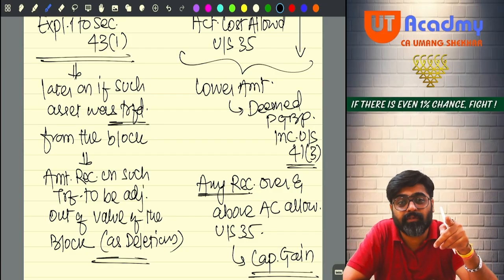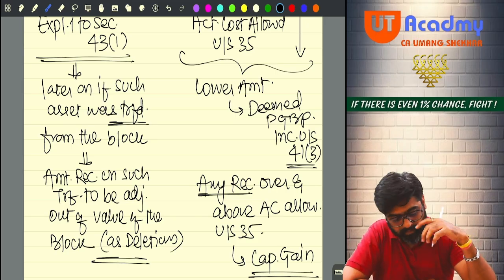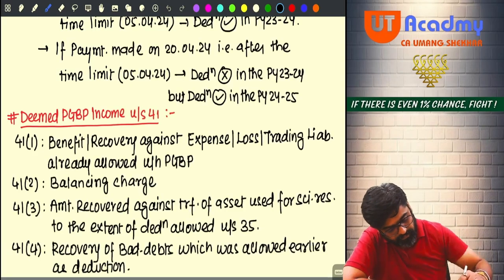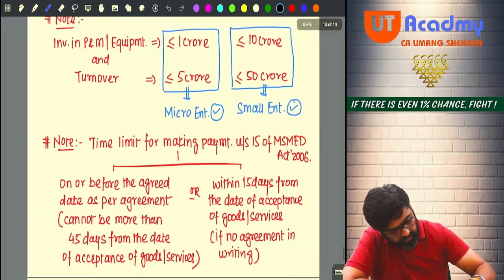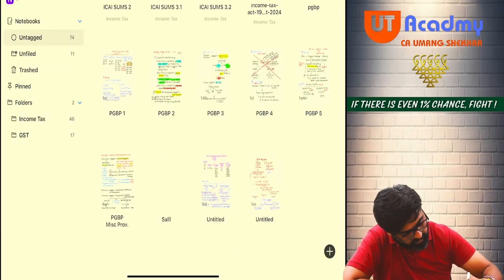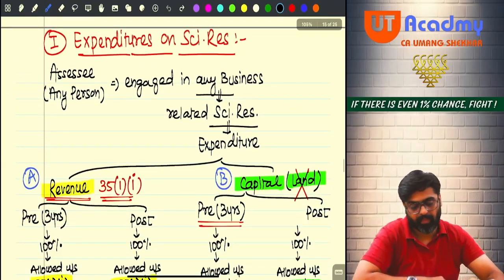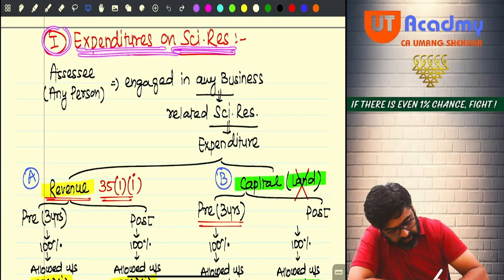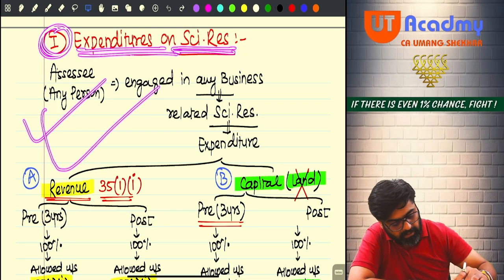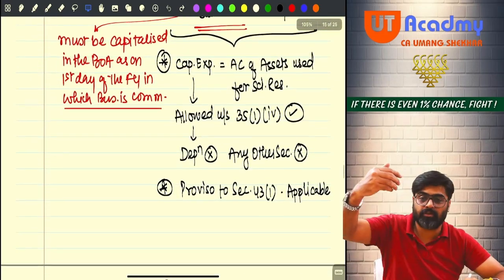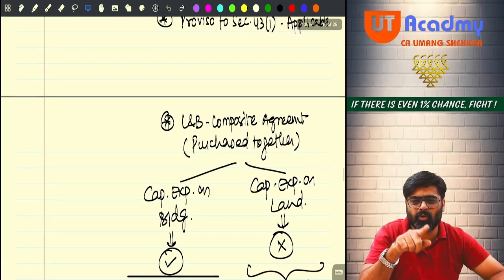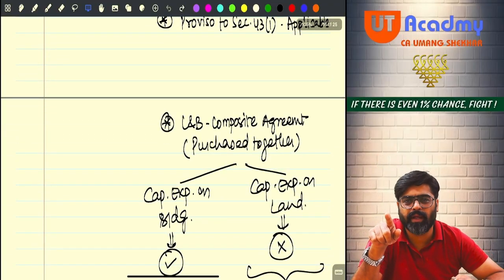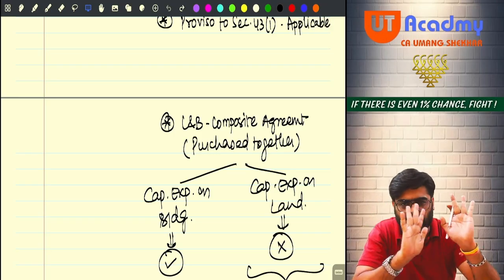Now in section 35, there is another part also, and that part is donations. Now see, the first part, expenditure on scientific research, I have already discussed the entire thing. The same notes I have sent you today also. Take these notes as your reference.